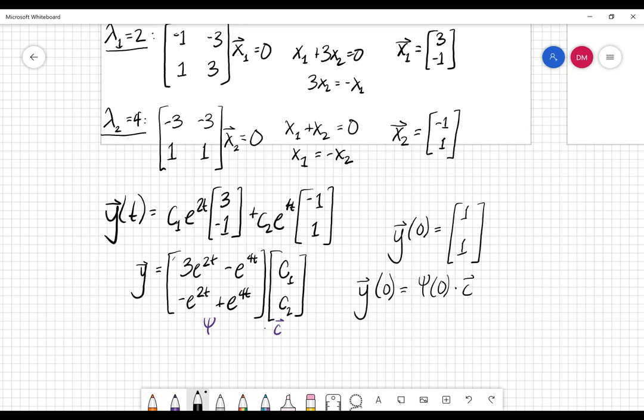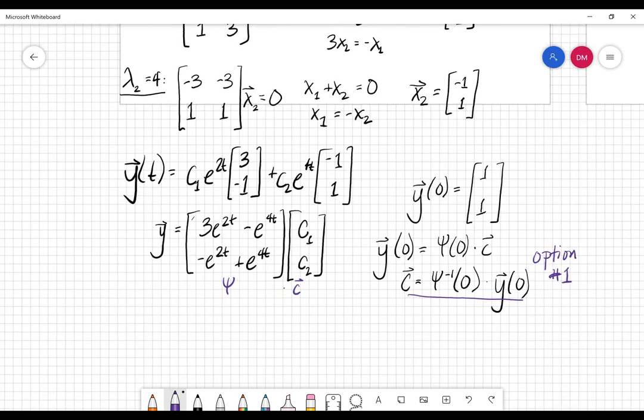An option here for you is to use a little bit of our matrix, I guess, identities or knowledge here. And I find the inverse of that fundamental matrix multiplied by y of 0. That is option number 1. Okay, so using our property of inverse matrices and finding the inverse matrix there. In this case, I would say that's a pretty good suggestion, just because this is a 2x2. It's pretty easy to find the inverse of psi, our psi matrix here.